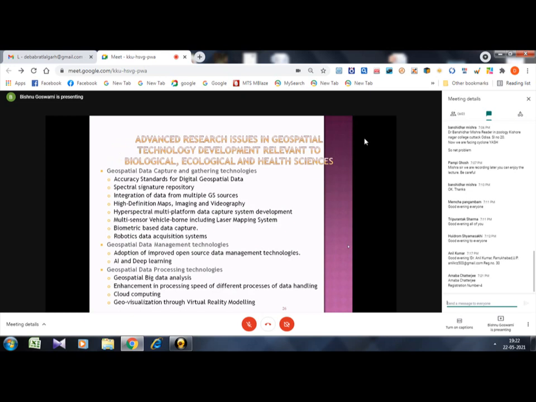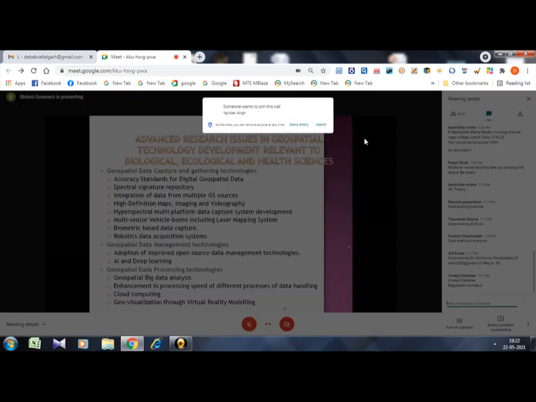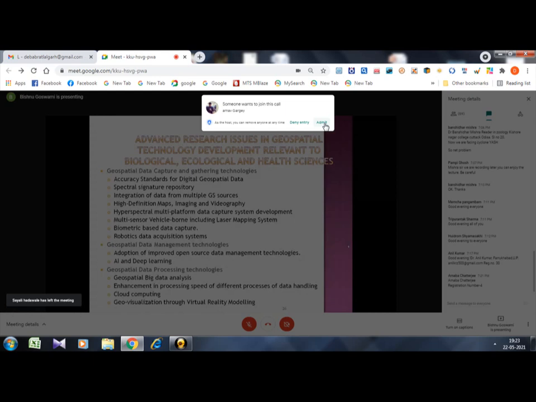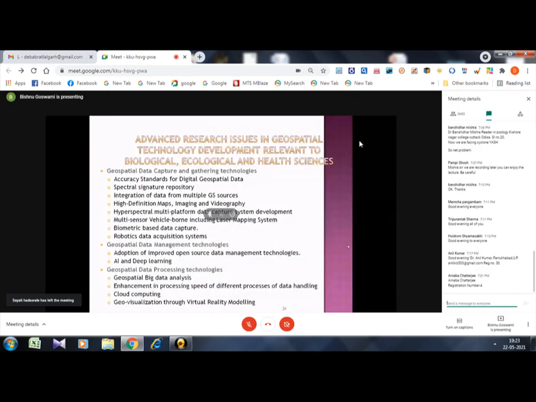So here are some of the topics that we can do research on, and research is being currently done on. One of these includes accuracy standards for digital geospatial data. We see in our mobile phones we have this GPS, but it has an error of around 10 meters. If you're using a better capture device, we can have an increased accuracy. So these accuracy standards are a useful avenue of research.